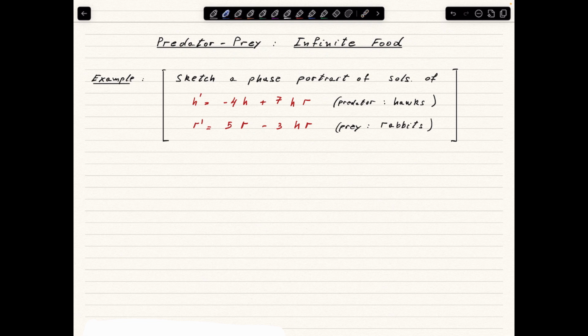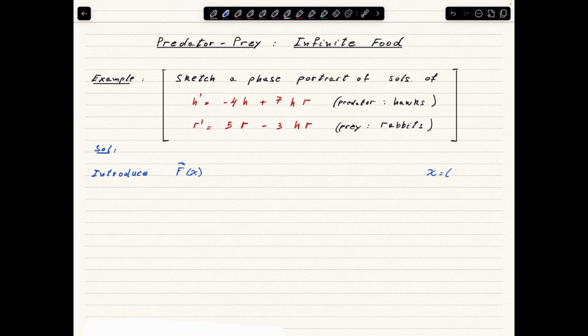So let's solve this problem. Well, we are not going to solve it. What we are going to do is use the linearization analysis we have introduced in the previous video to sketch a qualitative phase portrait of the solutions of this system. So let's introduce the field associated to the equation. We are going to call the field f, and f is going to be a function of x, and x here is going to be hogs and rabbits.